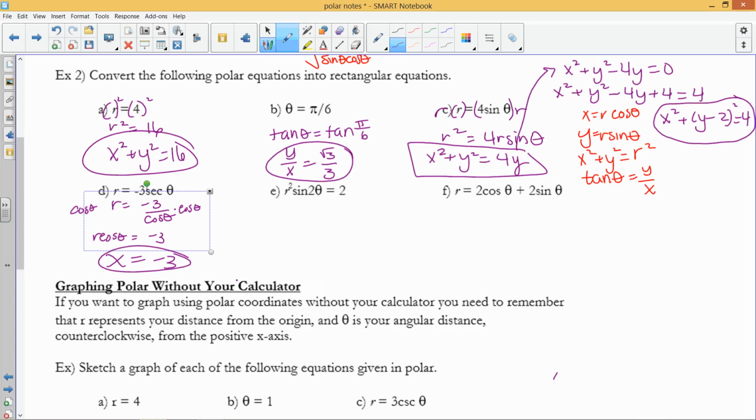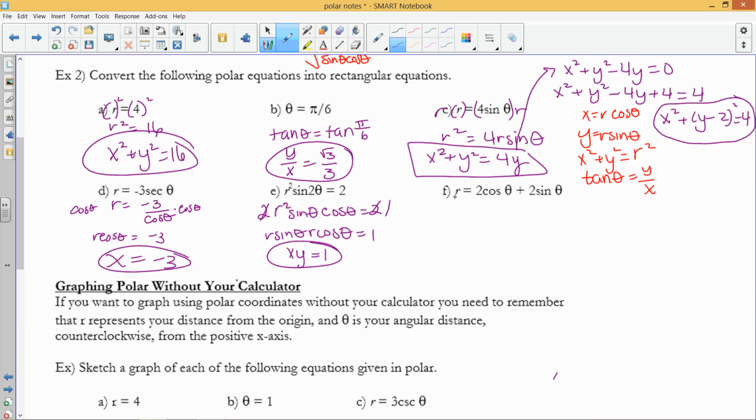R squared sine 2 theta, well, wait a minute, sine 2 theta, let me use that identity. Sine 2 theta is 2 sine theta cos theta. Divide both sides by 2. So then I have r sine theta, r cos theta equals 1, which is really just xy equals 1. And again, if you want to solve that for y equals, go for it, but you don't have to.